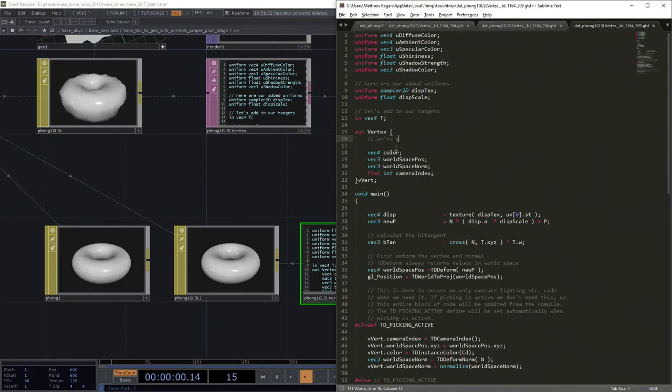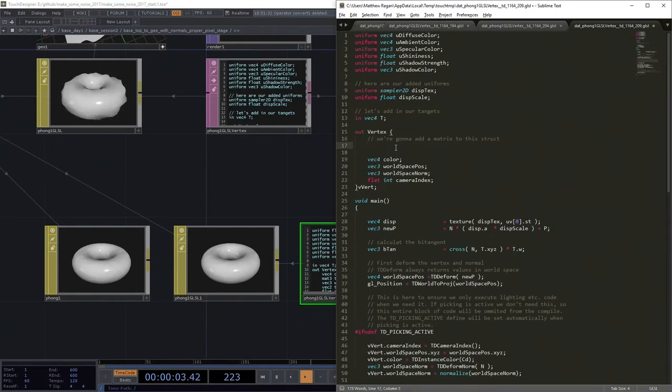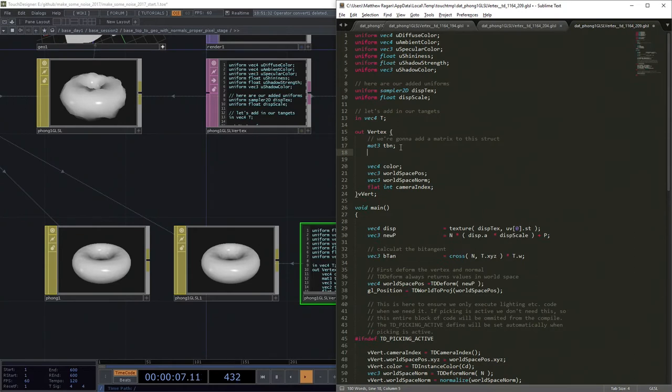Okay, so we're going to add a matrix to this struct. We're going to call this mat3 tbn, and that's tangent, bitangent, and normal. That's what that stands for. We also need to add in a vec2 that's our texture coordinates. Touch's way of doing this calls this texcoord0, so we can follow that convention here as well. It's no harm, no foul in doing that. So let's go ahead and add in texcoord0.